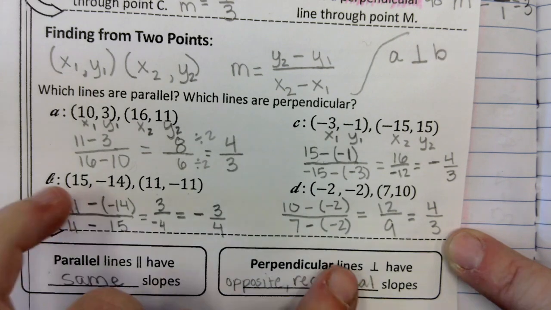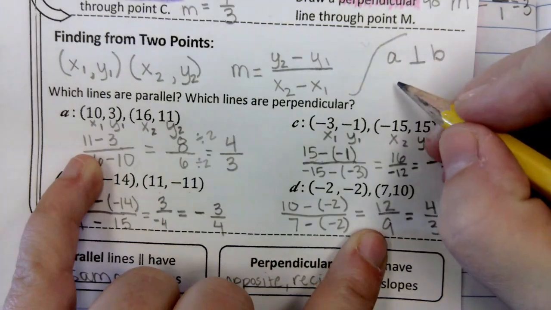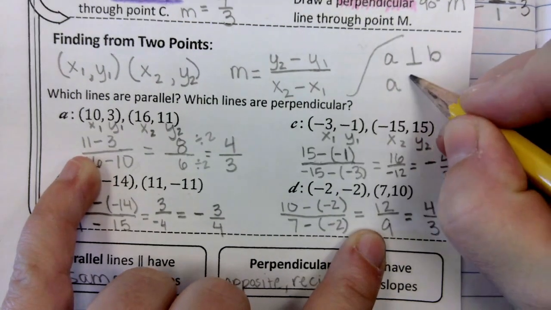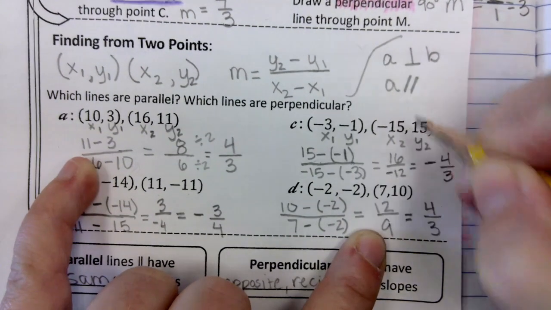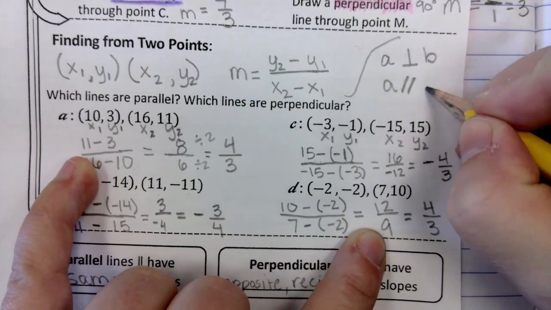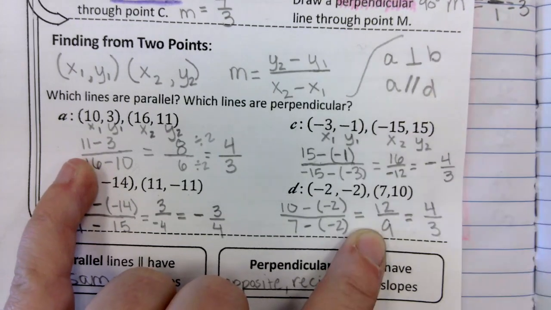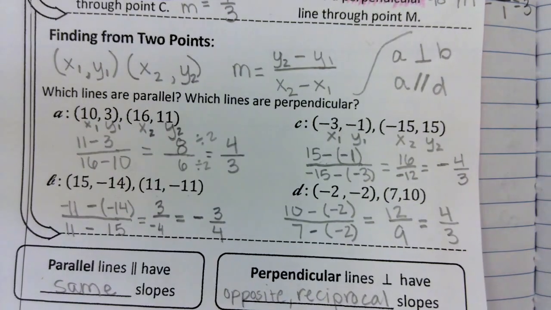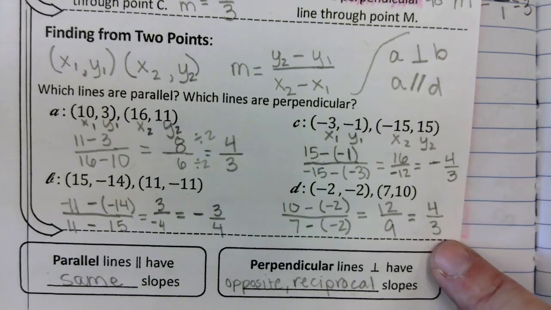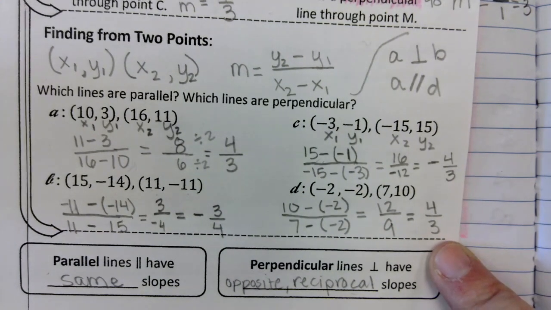Are there any that are perpendicular to D, that are opposite reciprocals? Yeah, which one? You're so close. Remember, C is an opposite, but did C flip it? No. So we want to go from positive to a negative, but we want to flip. So B. So we also know that B is perpendicular to D.